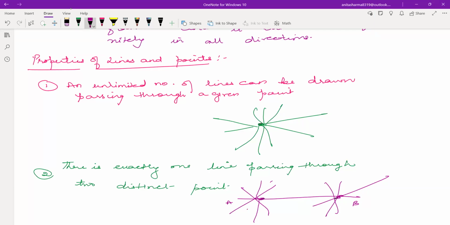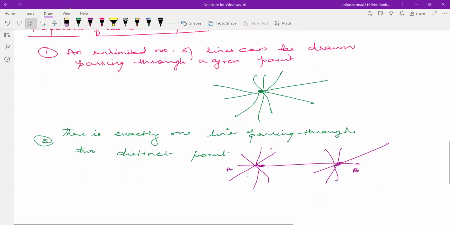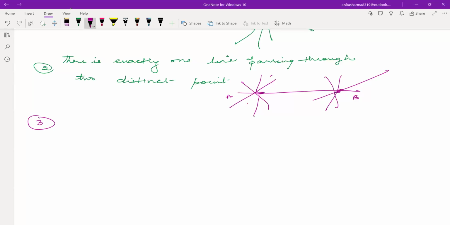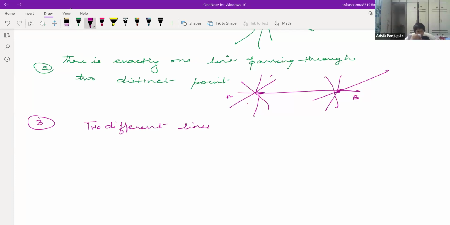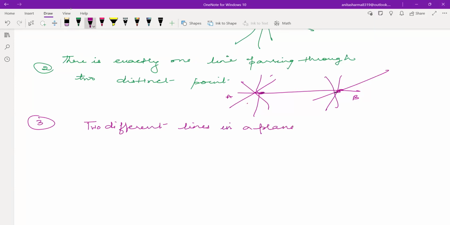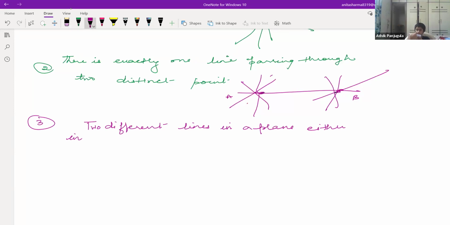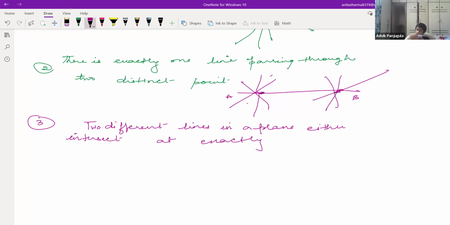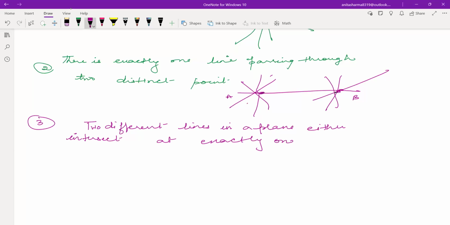Okay, now the next property: two different lines in a plane either intersect at exactly one point or are parallel.